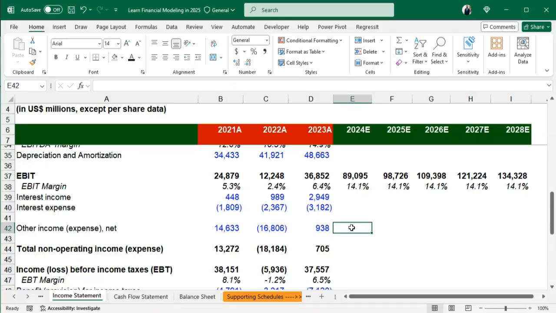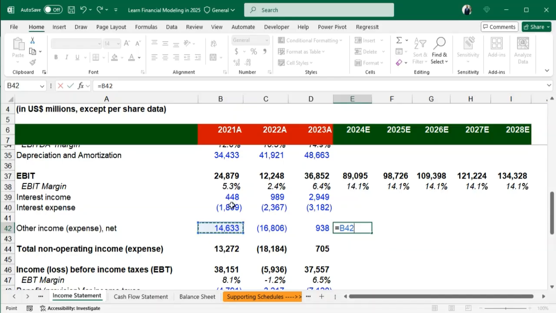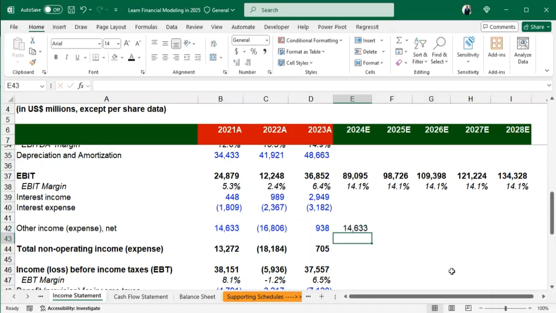All you have to do is to pick, we are going to assume that the 2021 figure is going to be repeated for 2024, and that of 2022 is going to be repeated for 2025. That of 2023 is going to be repeated for 2026 as follows. So let's enter that, and then I can copy this to the right using Control R.